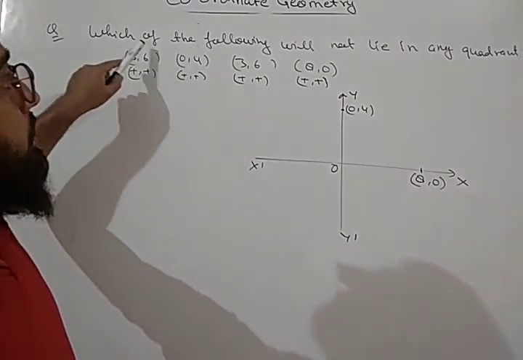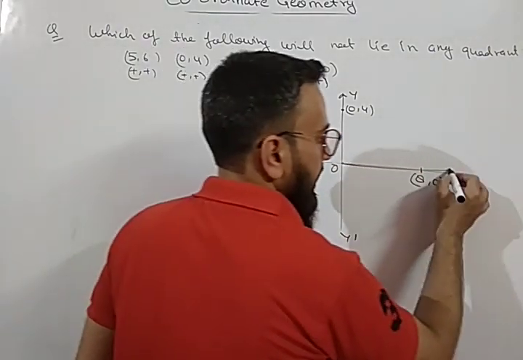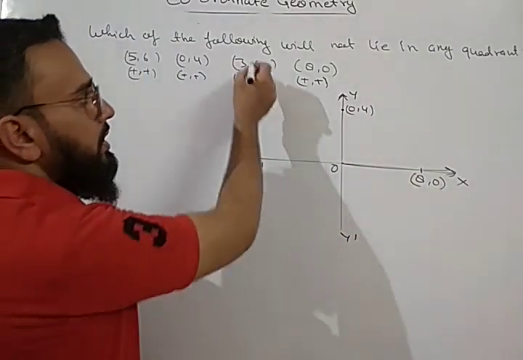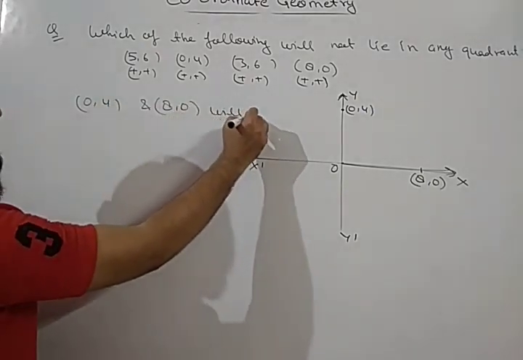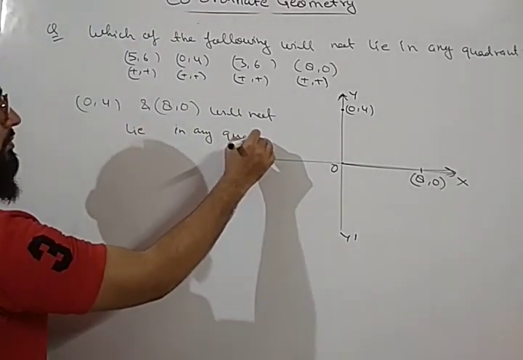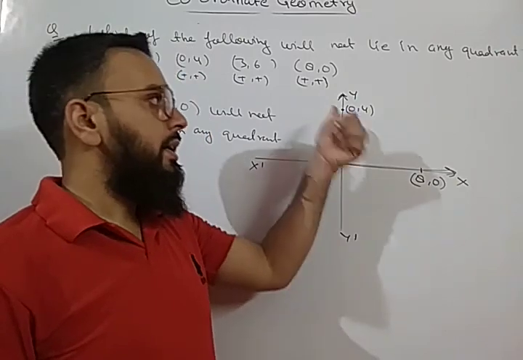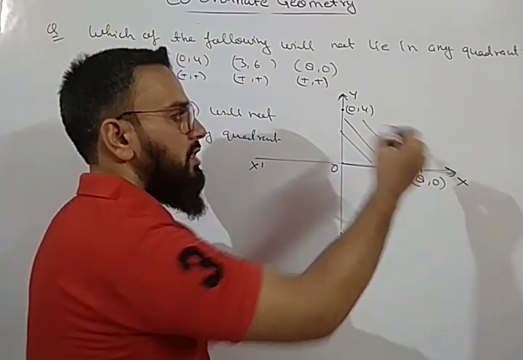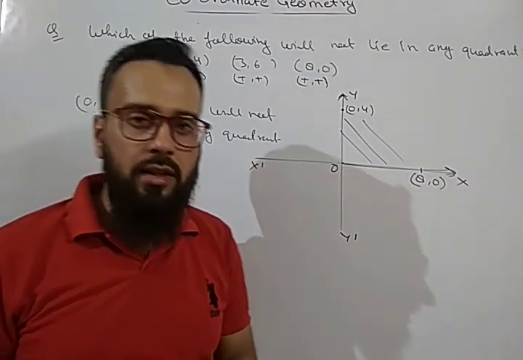But when we have to say which of the following will not lie in any quadrant, if we see this point (8, 0), it is lying on the x-axis and (0, 4) is lying on the y-axis. So we will say that these 2 points, (0, 4) and (8, 0), will not lie in any quadrant. First, (8, 0) is lying on the x-axis and (0, 4) is lying on the y-axis. What is a quadrant? A quadrant is the region in between these two axes. So if there is no 0, then we can say that the point is lying in the quadrant.